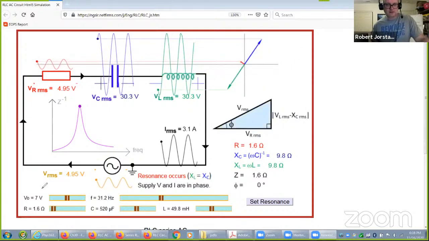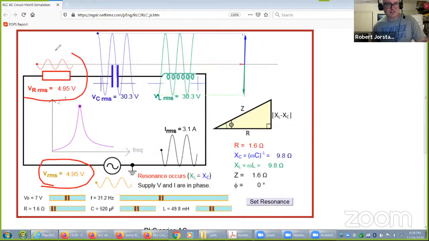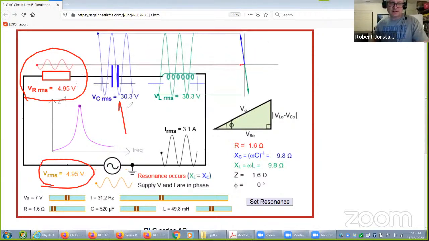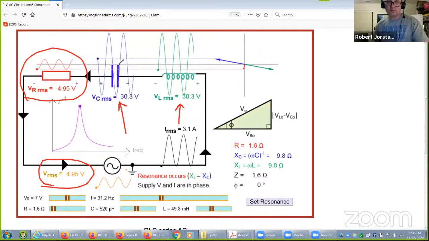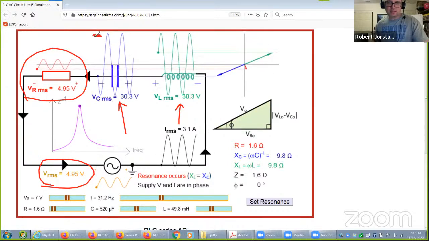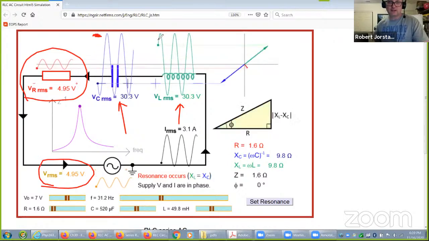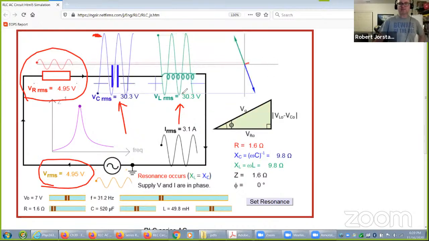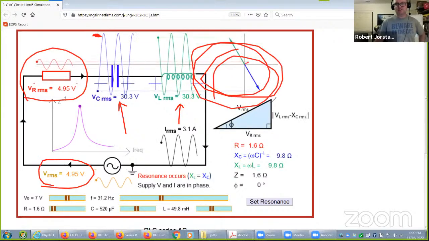Right now, all of the voltage across the source is equal to the voltage across the resistor, which means these two voltages, which are the same in size, are exactly out of phase. Look at this. When one of them peaks, the other one is hitting a trough and vice versa. So when the capacitor is at its maximum, the inductor is at its minimum, and we see it cancels out. That's what this crazy looking picture over here is supposed to be showing.